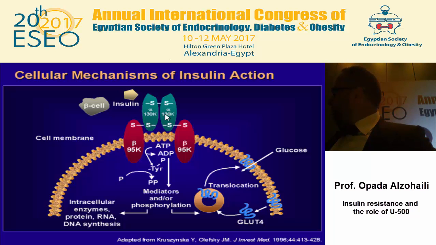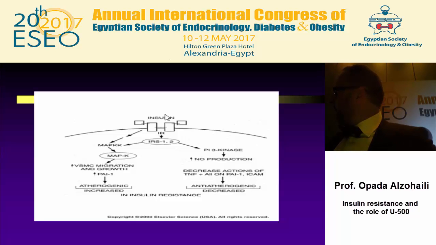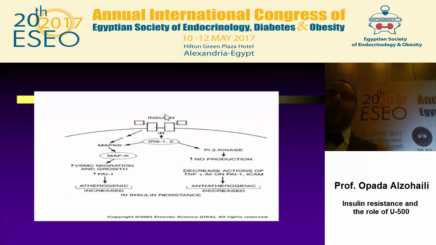One of the other problems with this process is that when you don't have tyrosine phosphorylation, you're forced to go into another pathway. This is the good pathway, this is the bad pathway. So the more insulin produced, the more activation of the MAP kinase pathway, which eventually leads to smooth muscle migration, platelet activation, so thrombosis, and atherosclerosis. So now we understand the link between hyperinsulinemia, hyperglycemia, or pre-diabetes, and atherosclerosis.